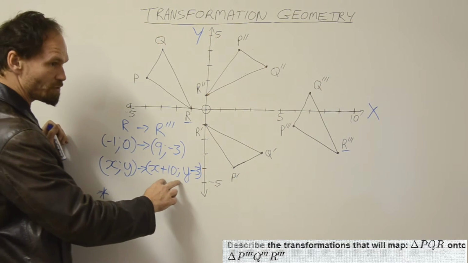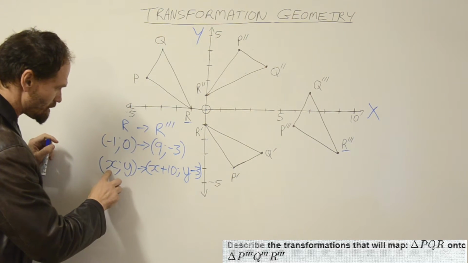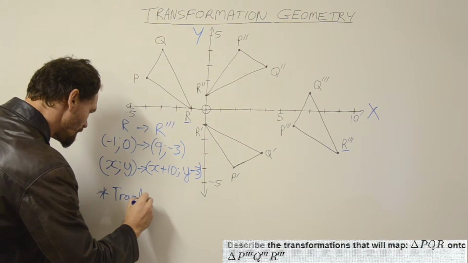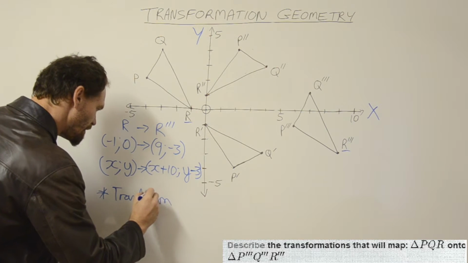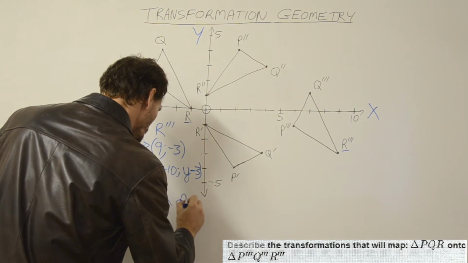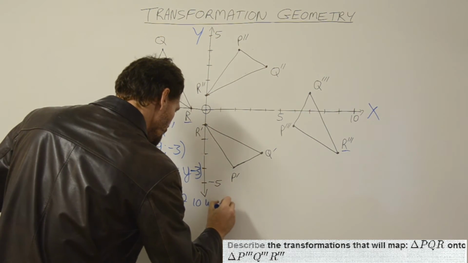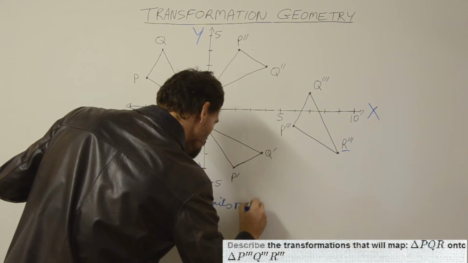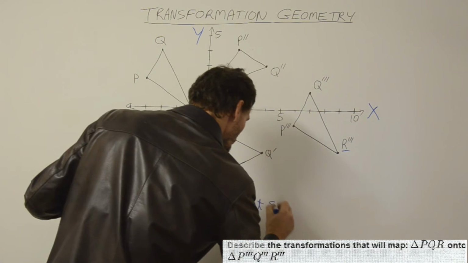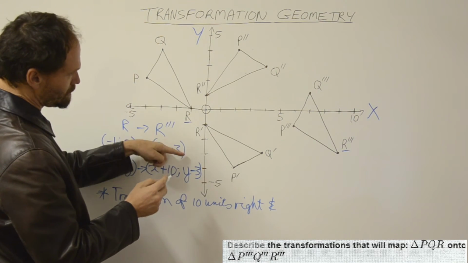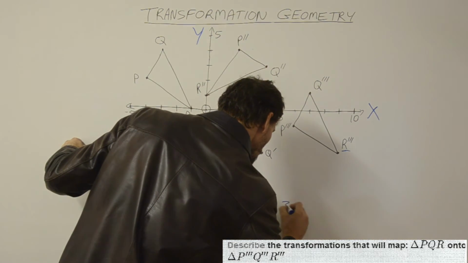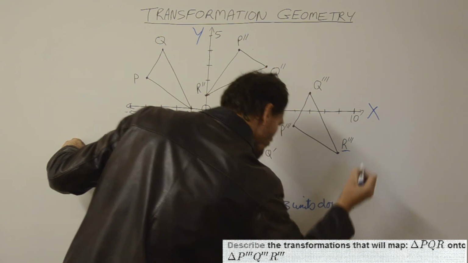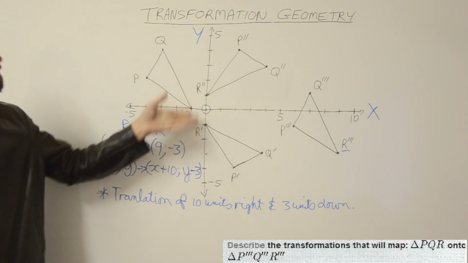How do I describe this transformation? I simply say it is a translation. It's a translation of 10 units to which side? To the right. 10 units right. And see that? Down. And 3 units down. There we go. And that is the end of the transformation.